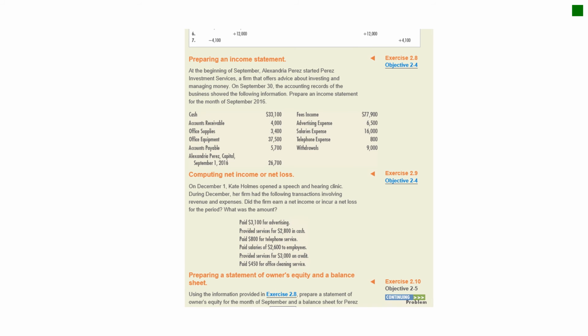Okay, so this is exercise 2-8 on number 1, preparing an income statement. We're going to go ahead and do all the financial statements though, because this is basically going to be 2-8 and 2-10 that I'm going to walk you through. To start you off, I'm going to put the income statement up over here just to give me a little bit of space.